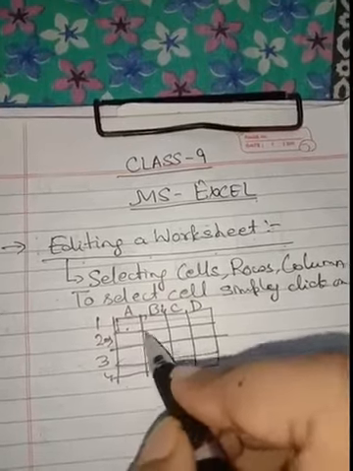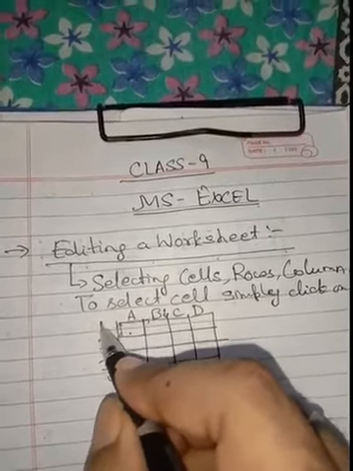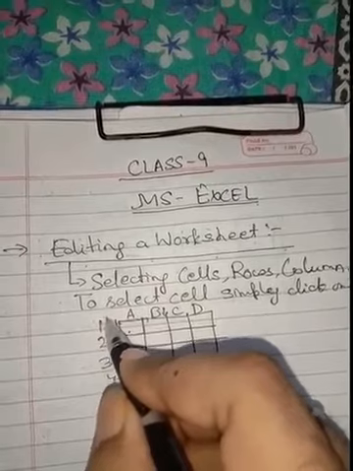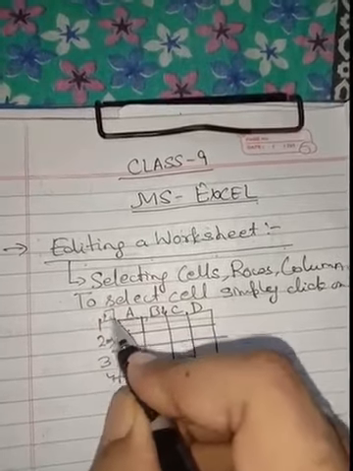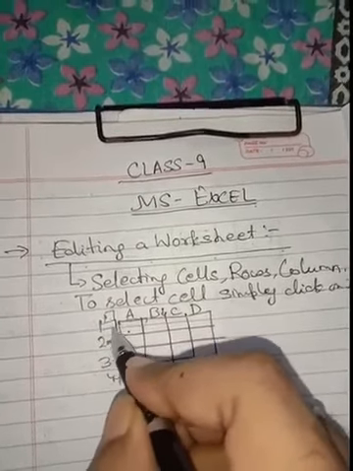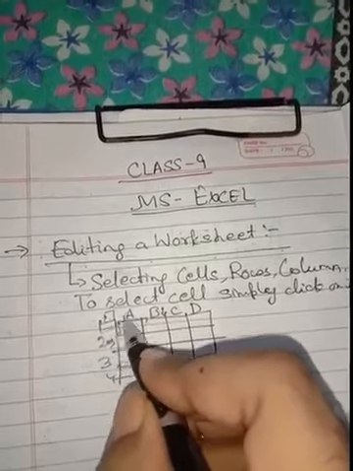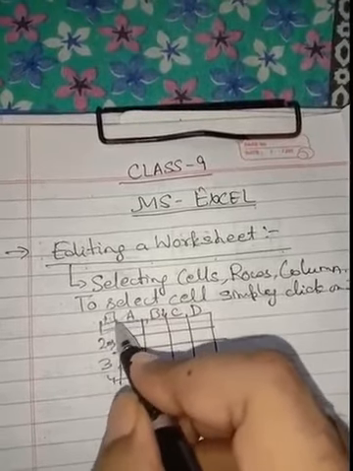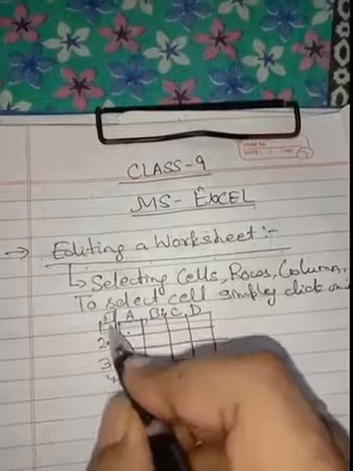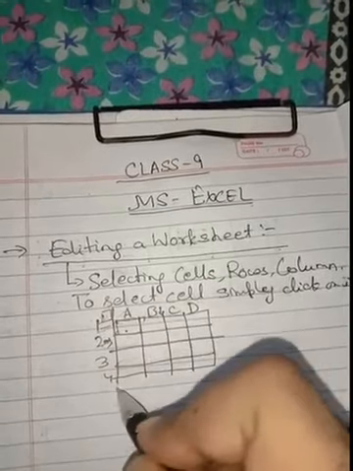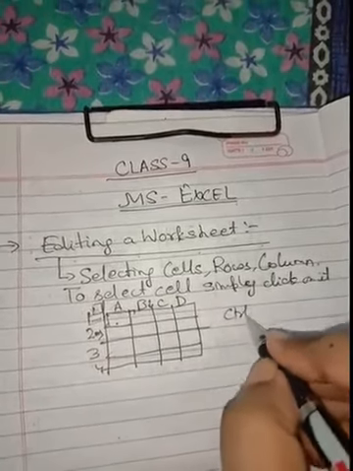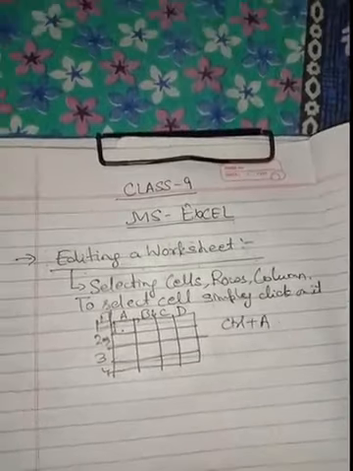If you want to select the entire worksheet, bring the cursor over this part, between the row and the column, the first row and the first column, and now click over here. As soon as you click over here, the entire worksheet will get selected, or the shortcut is Ctrl+A to select the entire worksheet.